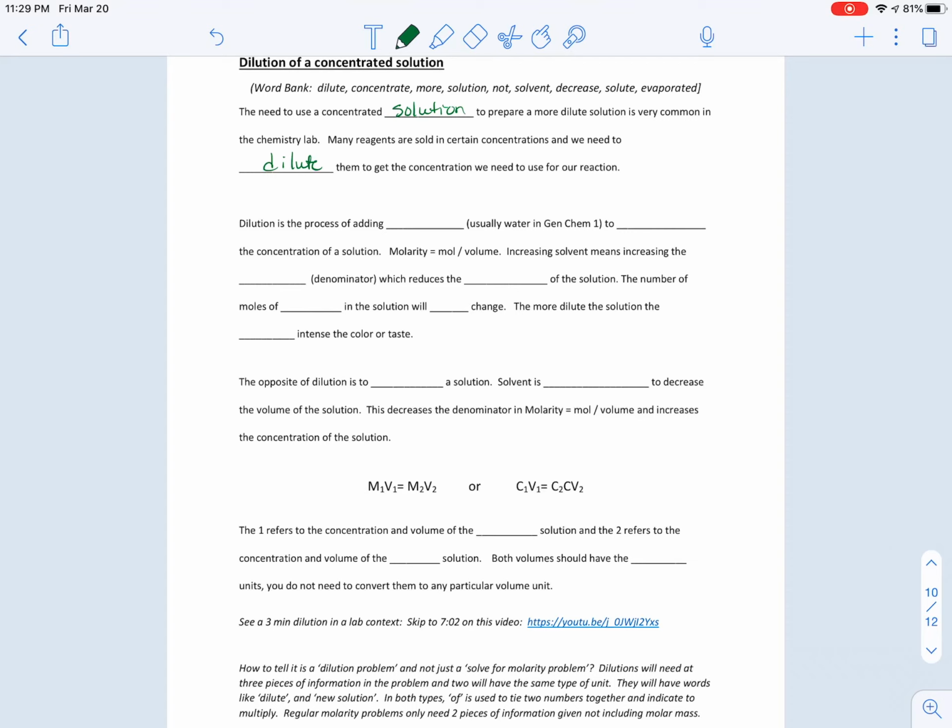Same thing with chemistry. They'll send us concentrated things and you don't want to work with it as concentrated, so you just add your own water and you're good to go. We do that in the lab for the Gen Chem folks. Okay, so dilution is the process of adding solvent, usually water in Gen Chem 1, 2, and that would decrease the concentration of the solution, because whenever you add water, you're decreasing concentration, you're making it more dilute. And as a reminder, moles over volume, increasing solvent means you're increasing the denominator.